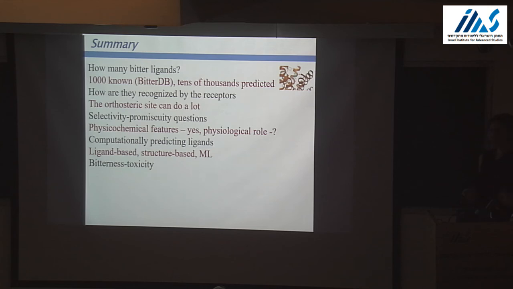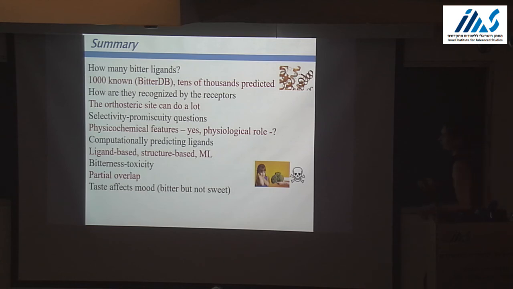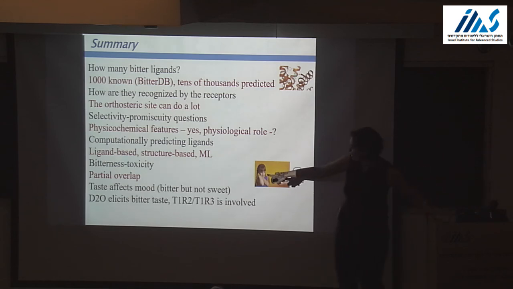For the bitterness and toxicity quantification, we found that there is a partial overlap, but not everything that's bitter is toxic, and not everything that's toxic is bitter. And I had this little detour to show the taste effects on mood, which was asymmetric. We found that bitter affects mood, but sweet, without swallowing in this case, sucrose did not improve mood if you don't swallow it. And then finally, I showed our results suggesting that D2O elicits sweet taste.